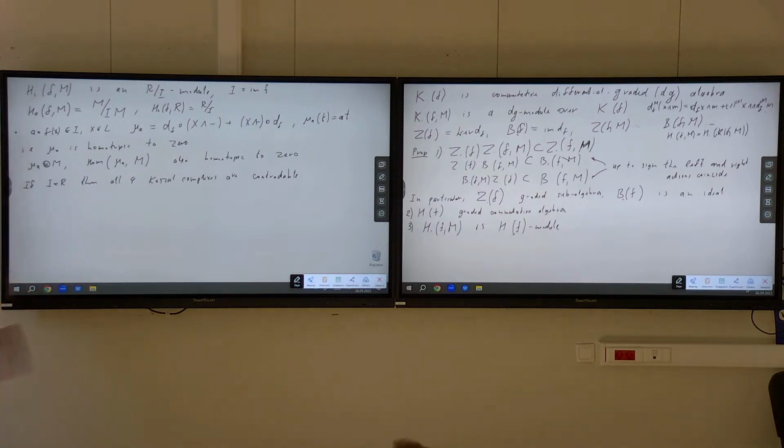What do you mean all four Koszul complexes? Well, that's all these versions that I discussed. Well, two versions are without module, just the form, and you have homological and cohomological, and then you have a module. So these are the four versions that I'm talking about.